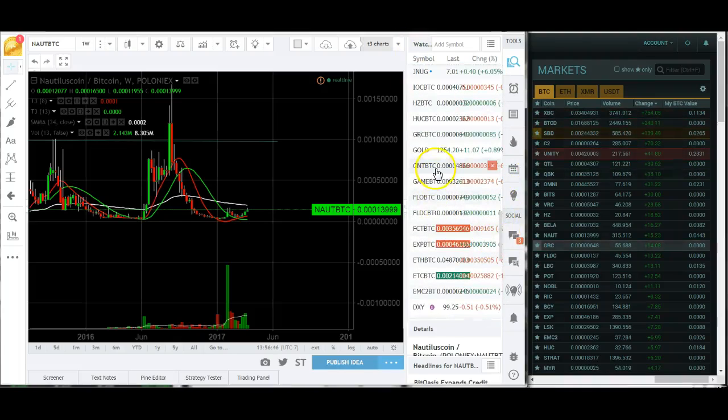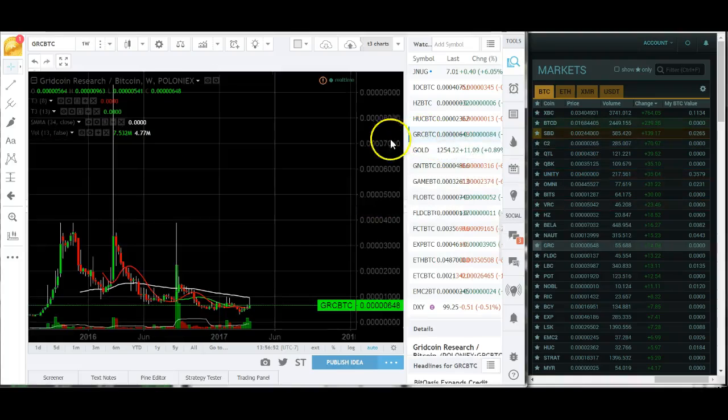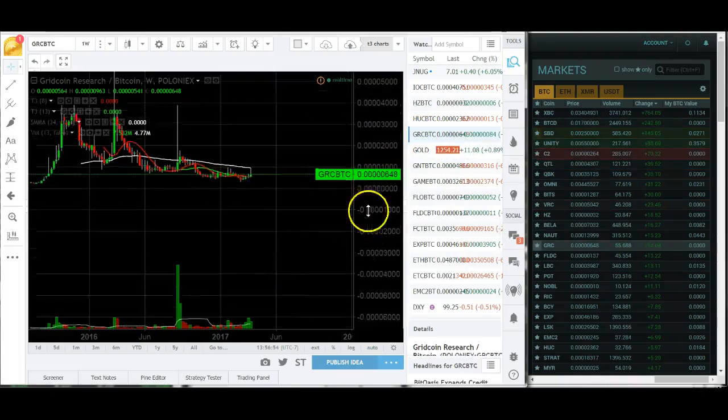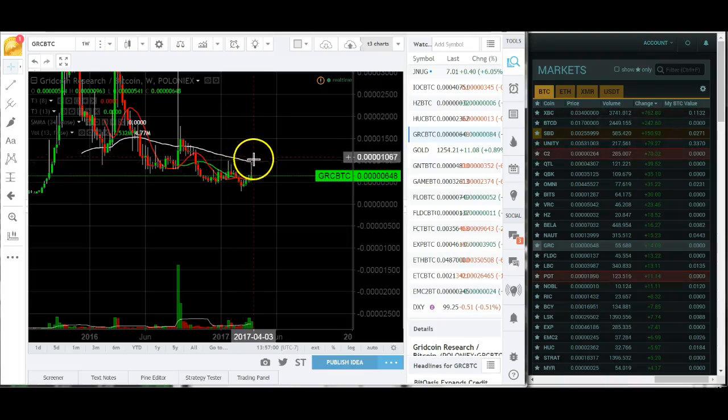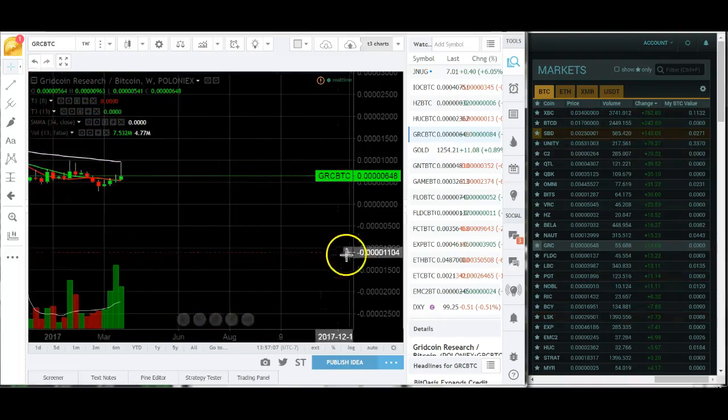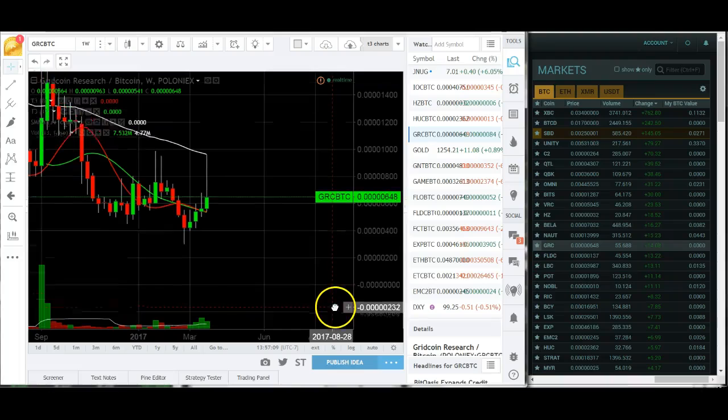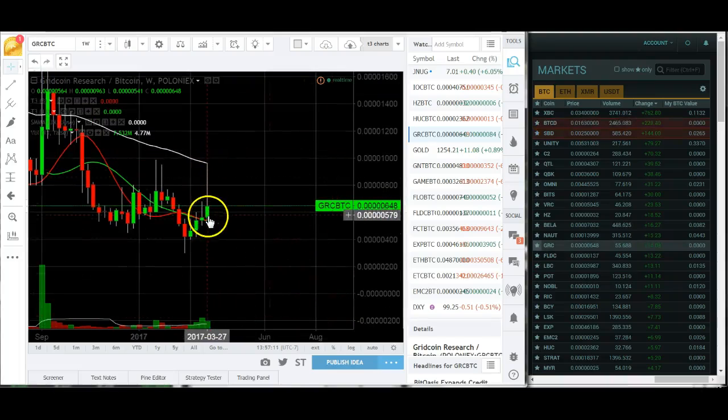Oops, wrong line. GRC. Again, weekly chart. Okay, it popped into resistance, previous highs. Lo and behold, the 34 is sitting right there. Previous highs, resistance. Okay, came back into support. Now the thing about this candle, it's an inverted hammer so far. So it made a pop, came back into support.